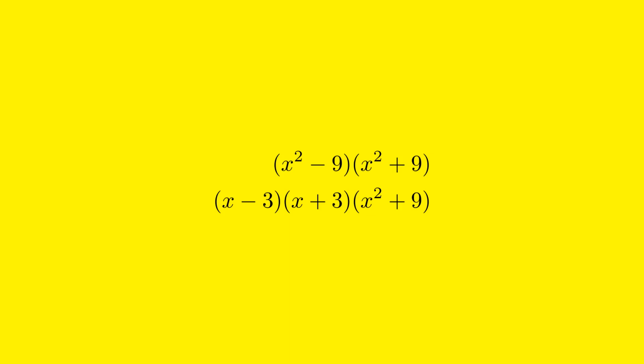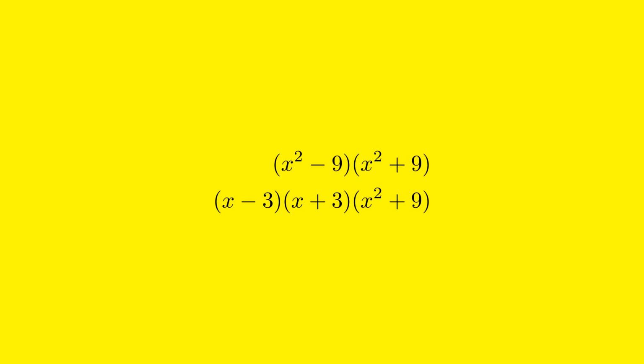Step 2. Now, focus on the expression x squared minus 9 times x squared plus 9. Notice that x squared minus 9 is another difference of squares. We can factor this further using the same approach applied in step 1. Here, x squared can be rewritten as x times x, and 9 rewritten as 3 squared. According to the difference of squares formula, it becomes x minus 3 times x plus 3. Thus, the fully factored form of x squared minus 9 is x minus 3 times x plus 3.